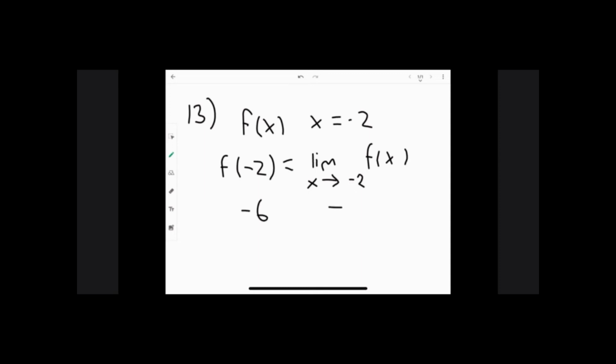Part 6 says that f of x is continuous at x equals minus 2 because f of minus 2 is equal to the limit as x goes to minus 2 of f of x. So we know from the previous parts, part 1 and part 5, that they are actually true. And these are the conditions necessary to know whether the function f is continuous.